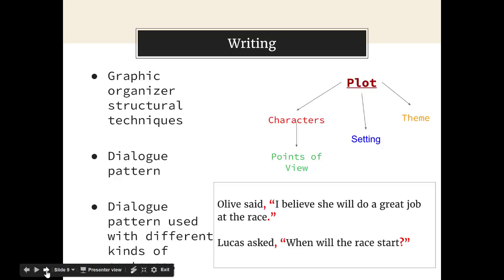Olive said, "I believe she will do a great job at the race." Lucas asked, "When will the race start?" We see here 2 different types of sentences, yet a similar structure to the punctuations for the dialogue. Moving on to math.